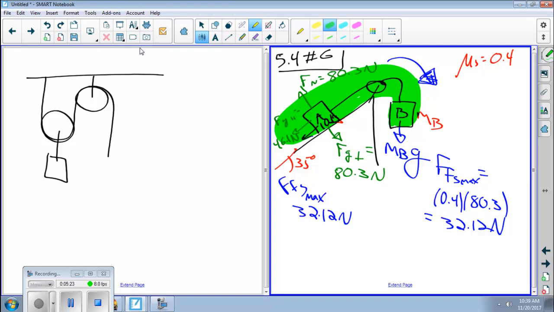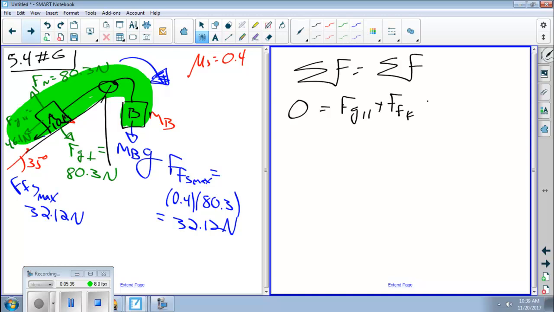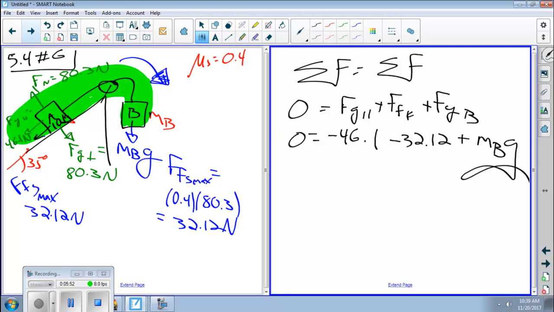So I'm going to go net force equals 0. 0 equals Fg parallel plus Ffk plus the force of gravity on object B. So 0 equals negative 46.1 minus 32.12 plus mass of B times G, right? And then just solve. Cam, does that make sense? Yeah. Everybody good?